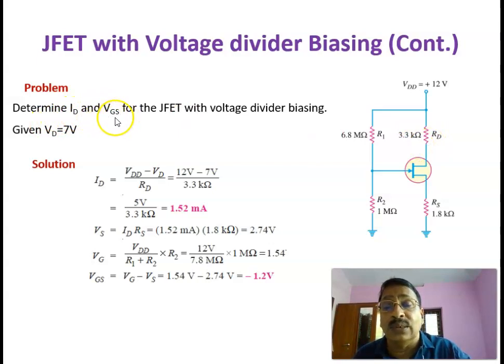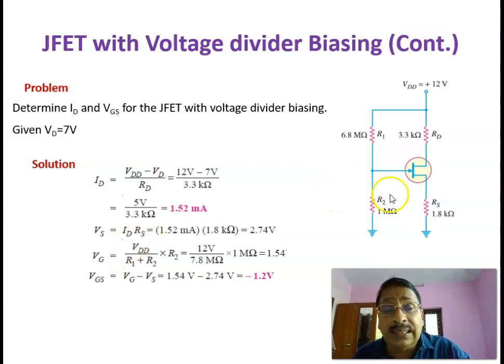Second part is that you have to find out what the VGS is. In order to find out the VGS, first you have to find out what is the voltage coming at this point. The voltage coming at this point is nothing but 12 divided by 1 mega ohm plus 6.8 mega ohm, into 1 mega ohm. That is the voltage coming at that point, and that is equal to 1.54.